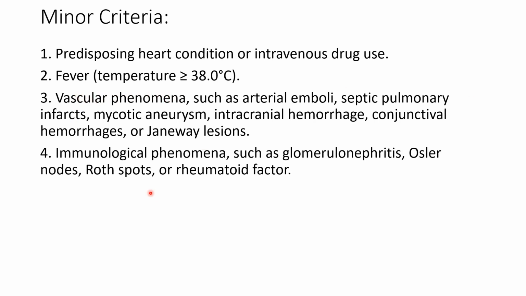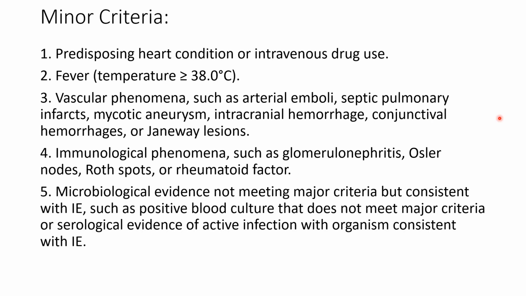Fourth point would be immunological phenomenon. Immunological phenomenon meaning there is an immune reaction which is taking place because of the bacteria here. Okay, one is the patient can present with glomerulonephritis, and this can lead to presence of blood in urine. As you saw, sometimes a patient will come with a symptom of blood in urine. So it might be because of involvement of the glomerulus. So glomerulonephritis, Osler nodes, Roth spots, or rheumatoid factor.